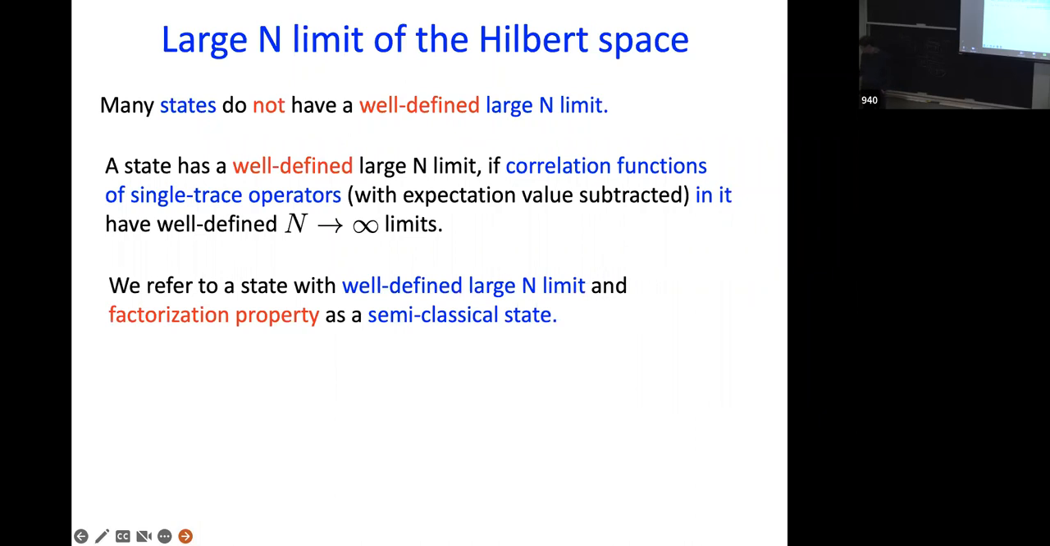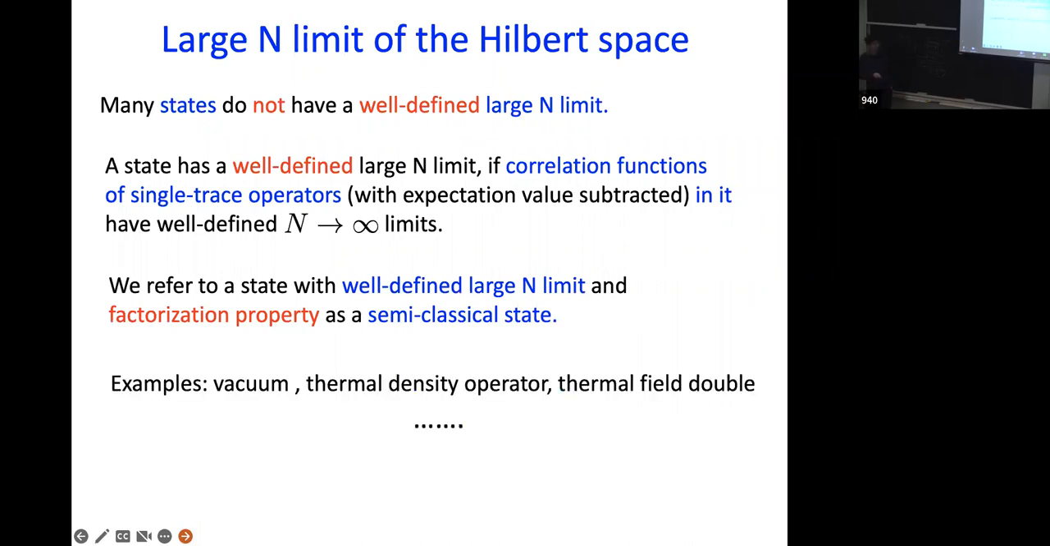Examples of this kind of semi-classical state include the vacuum, thermal density operator, thermofield double state, etc. Okay. And so again, the bottom line is that it's subtle to define the state in the large N limit. So you have to be careful.